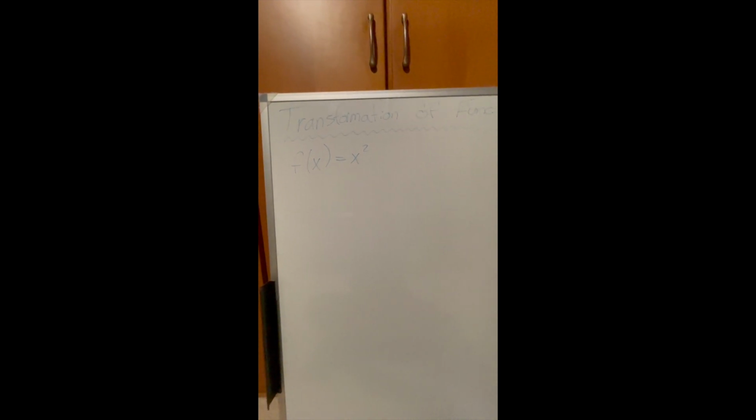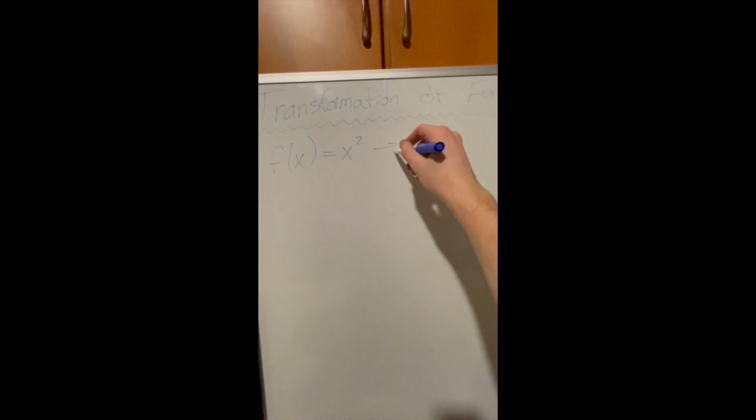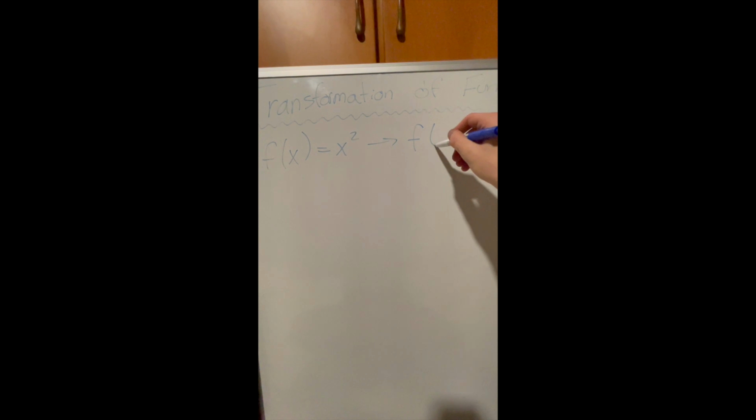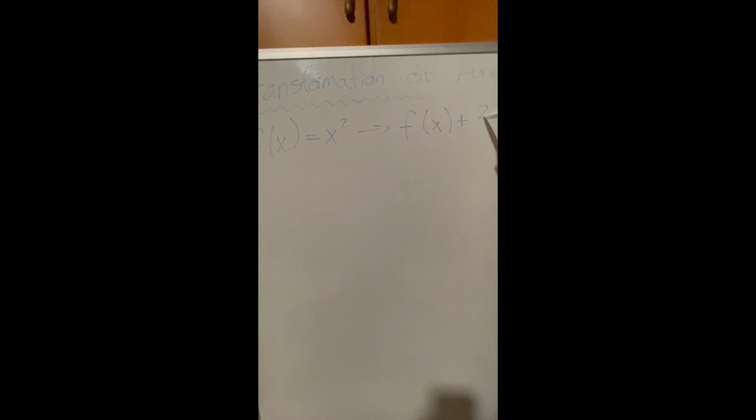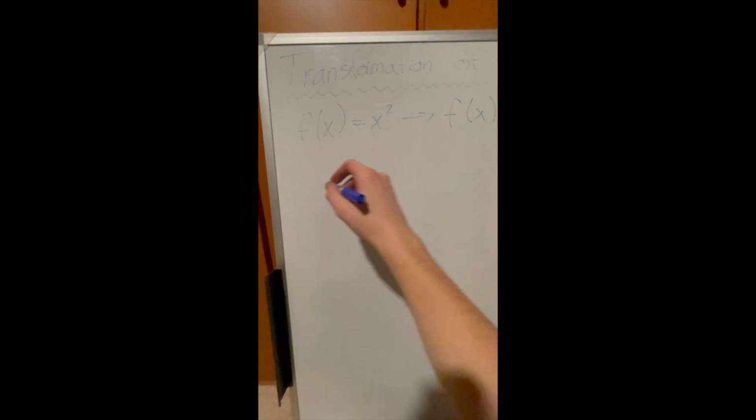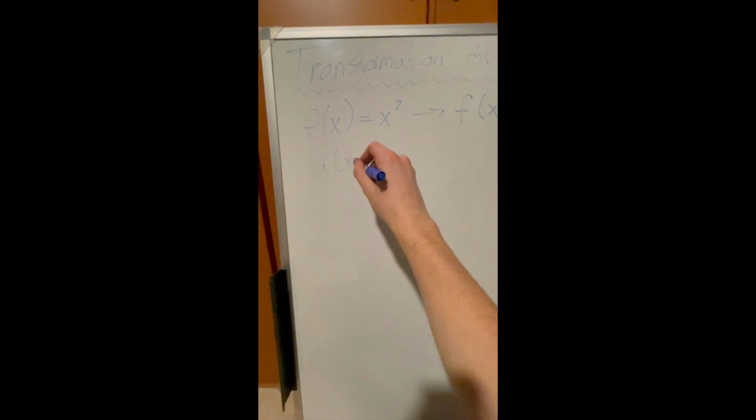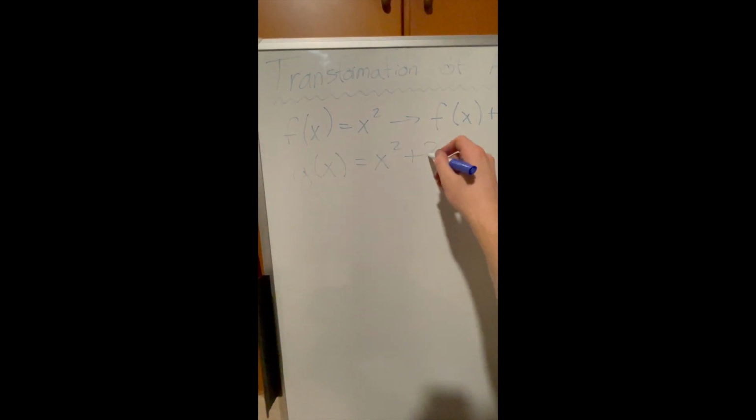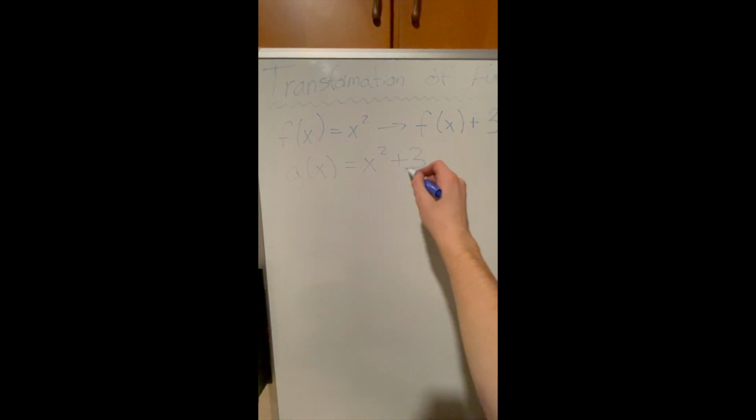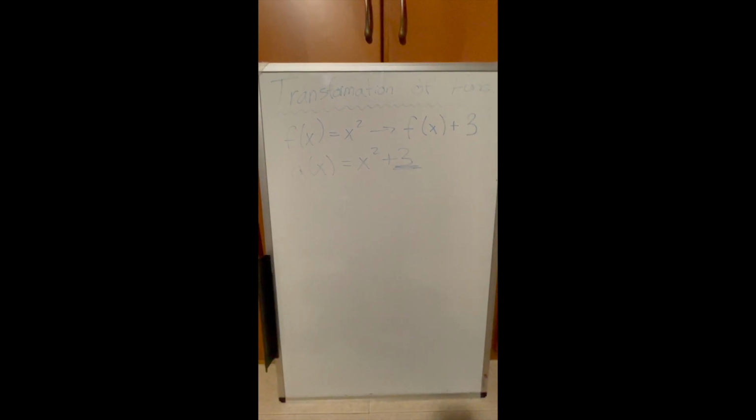And we transform this into f of x plus 3. Or, let's call it g of x. This is our new transformed function, which is x squared plus 3. So, vertically shifted upwards by 3 units.